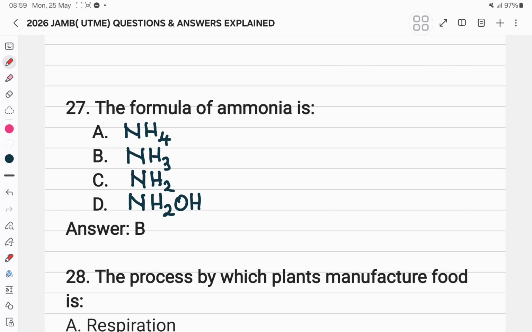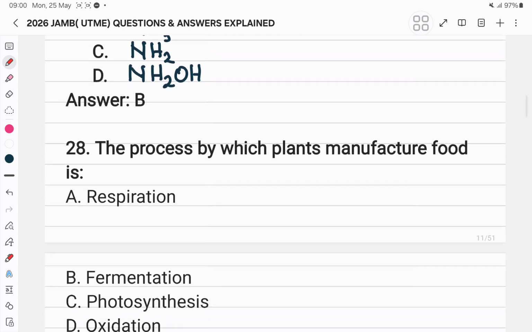Ammonia is a gas. And let me also say something about ammonia. Ammonia is an alkaline gas, the only alkaline gas known for now. It is the only alkaline gas that can turn damp red litmus paper blue. Ammonia gas can turn moist red litmus paper blue. That confirms that it's an alkaline gas. So the formula is NH3. So the correct option is B.